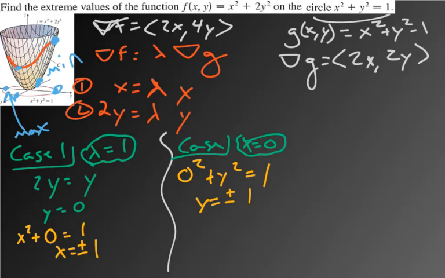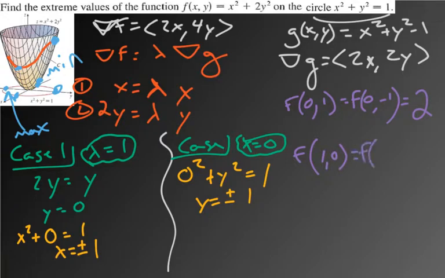And so then you can just go and evaluate at all those different points. You can double check that this is true, but f of 0, 1 actually equals f of 0, negative 1. So this is this point right here and the point back there, and in both of those cases, you'll get 2. And then f of 1, 0 equals f of negative 1, 0, and that is equal to 1.